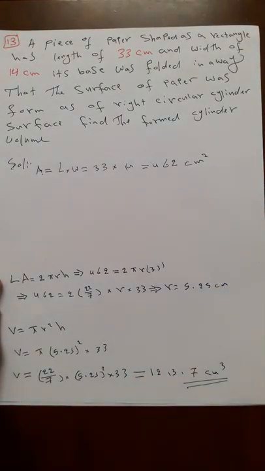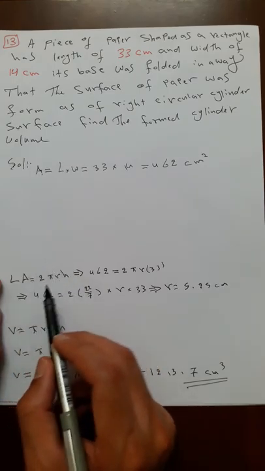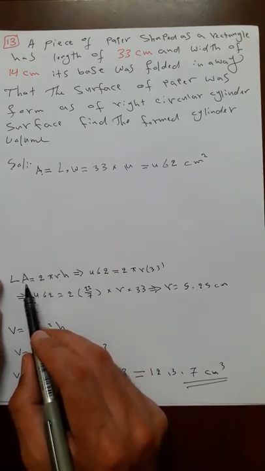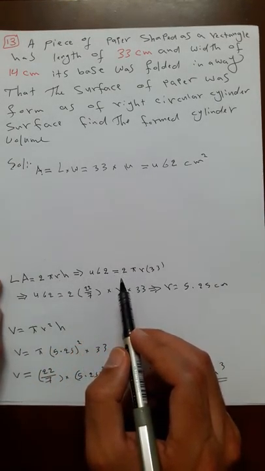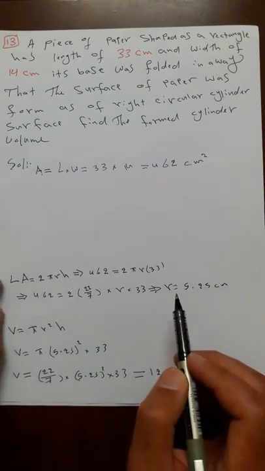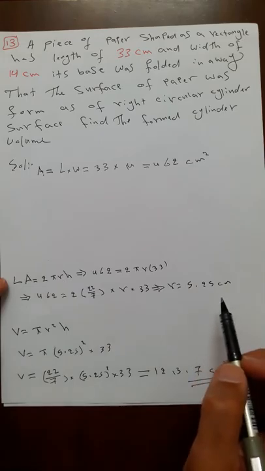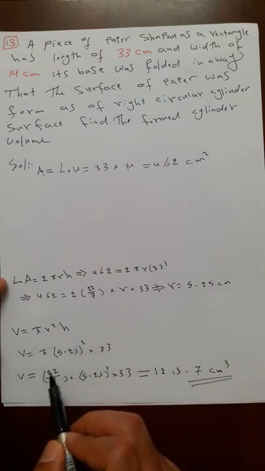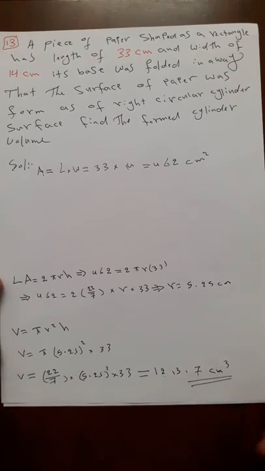And it represents the lateral area of the cylinder. Now I use the rule of the lateral area of the cylinder, LA is equal to 2 pi r h, and substitute the values of lateral area and h to find the value of r. r is equal to 5.25 centimeter. Now to find the volume of the cylinder, I use this rule V equal to pi r square h and substitute the values of r and h to get the result. The result is 1213.7 centimeter with power 3.